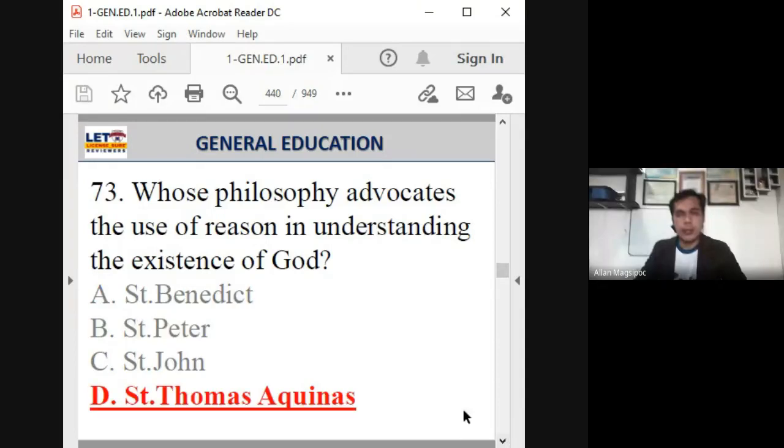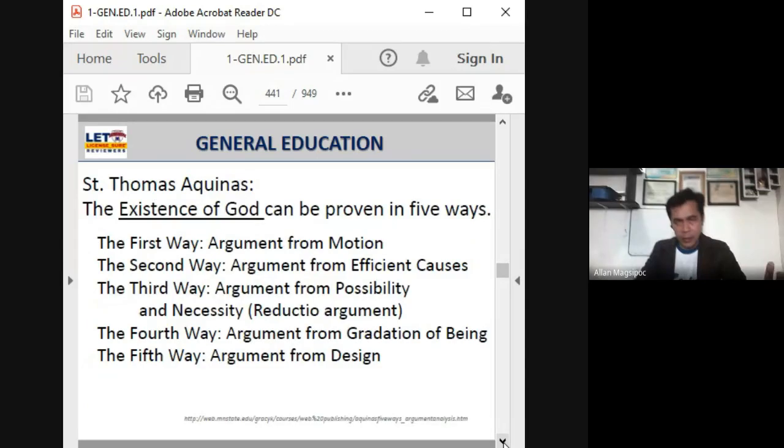The correct answer is St. Thomas Aquinas. Use of reason is his. Okay, more information about St. Thomas Aquinas's philosophy. According to St. Thomas Aquinas, the existence of God can be proven in 5 ways. He has what he calls arguments. The first way is the argument from motion. The second way is the argument from efficient causes. The third is the argument of possibility and necessity, or the reductio argument. The fourth way is the argument of gradation of being. And the fifth way is the argument from design.